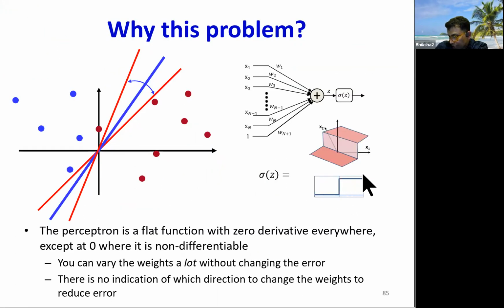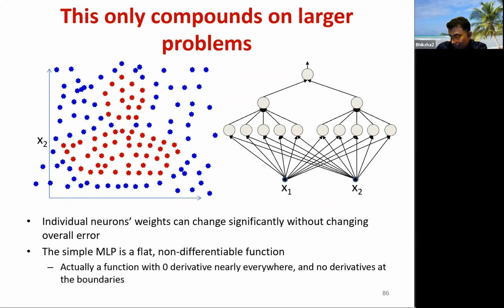So here's the problem, right? This threshold activation is a flat function with zero derivative almost everywhere except at 0. So you can vary the weights quite a lot without changing the error, and it gives you no indication of which direction to change the weights to reduce the error. And if you have something more complicated like this one, then you have a whole collection of perceptrons, each of which is suffering from the same problem, in addition to the fact that you also have to determine the relabeling. So the entire MLP is a flat non-differentiable function, which means that the derivative is 0 almost everywhere. And at the boundaries, when it crosses a misclassified instance, the classification error jumps and the derivative is not defined. So this non-differentiability becomes a real problem.